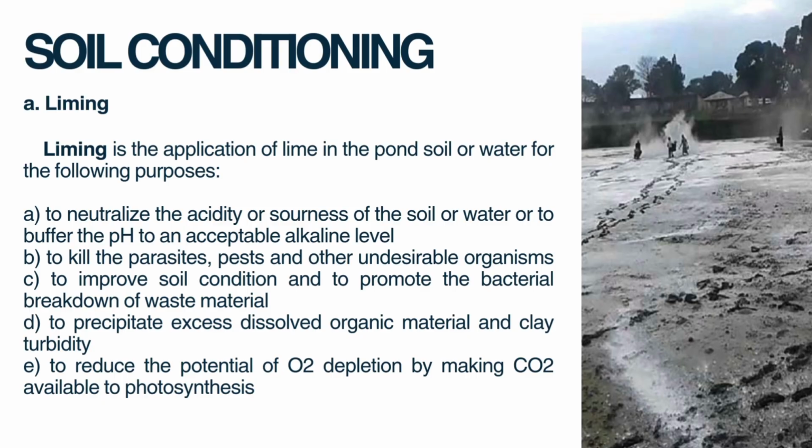Second, liming can help kill parasites, pests, and other undesirable organisms present in the pond, making the environment safer for culture species. Third, it helps improve soil condition and promotes the activity of beneficial bacteria. These bacteria break down waste materials and organic matter, which improves pond productivity. Fourth, liming aids in the precipitation of excess dissolved organic materials and clay particles, reducing turbidity and making the water clearer. Lastly, liming can help reduce the risk of oxygen depletion by making carbon dioxide available for photosynthesis, which supports the production of oxygen by aquatic plants and phytoplankton.